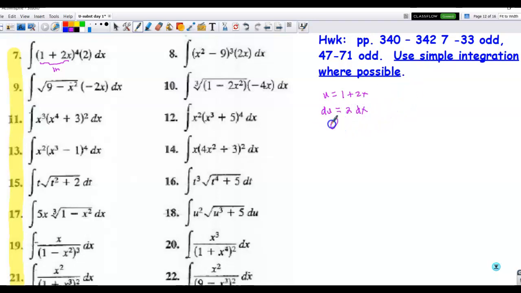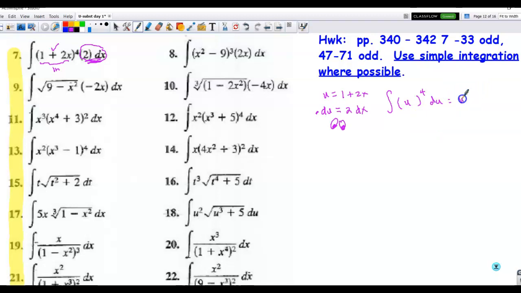All right, now at this point, I got to go back and use my eyes to see if I can replace everything in the original problem. So I can replace a 1 plus 2x with a u, and I can replace a 2 dx with a du. See, it's right here. 2 dx is equal to du. So I'm going to write my new problem. It's the same problem but simplified. In place of the quantity 1 plus 2x to the 4th power, I'm going to substitute u, and in place of the 2 dx, I'm going to substitute du. And you can see that that's a much simpler problem.